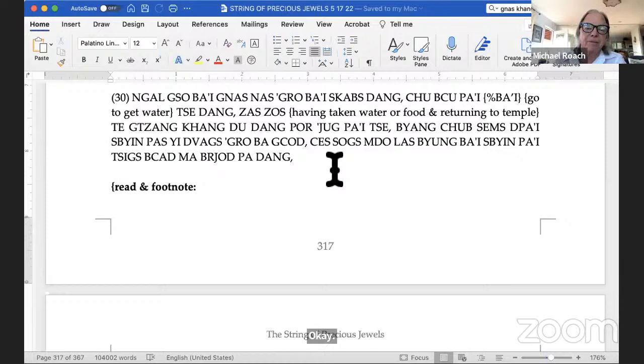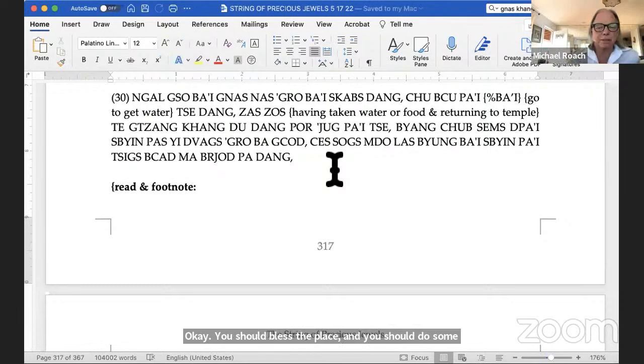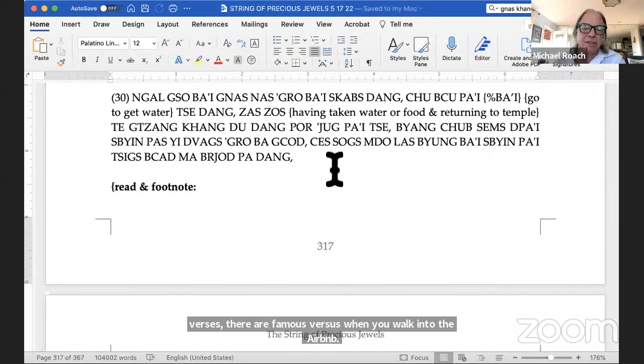I don't know. Anyway, okay. I'm thinking when I go on a vacation and I go to an Airbnb, or someplace else that I might stay for a while, then you should bless the place. You should bless the place and you should do some verses. There are famous verses. When you walk into the Airbnb, you should say some verses about, oh, this should be a holy place or something, okay?